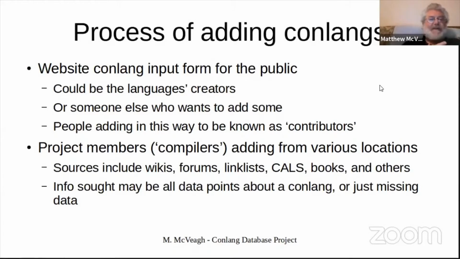Okay, so the process of adding conlangs. Now, I've got about 6 slides on this. So there are 2 ways that conlangs can be added now. The public can basically put it in the input form on the website. We're using the word contributor to name that role. Basically, the compiler's already mentioned we'll add conlangs by going out and looking for them from all sorts of different sources.